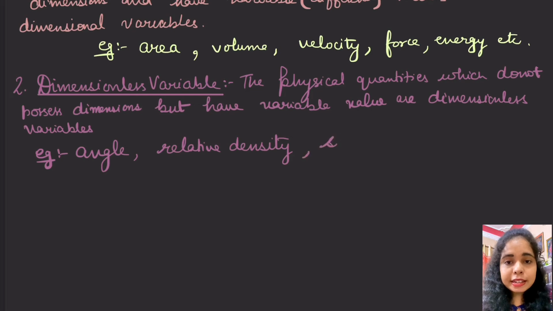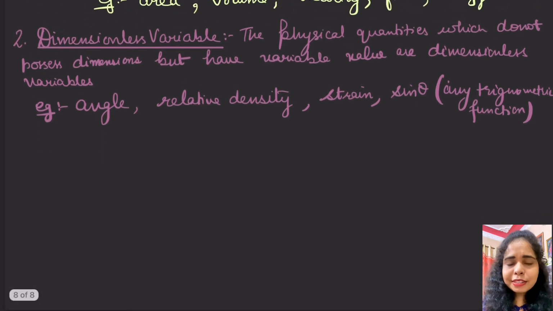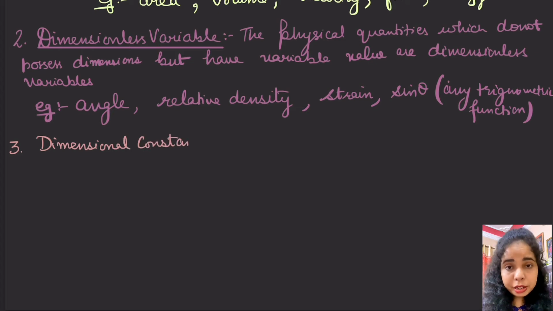Similarly, relative density, that is, density of substance upon density of water at 4 degrees Celsius, again two similar quantities, so it is a dimensionless variable. The third dimensionless variable is strain, change in length upon original length. Then every trigonometric function is a dimensionless variable. For example, sine theta. If angle theta is equal to 0 degrees, sine 0 is 0. If angle is equal to 30 degrees, sine 30 is equal to 1 by 2. So the value of sine theta is changing. That means it is variable, but it does not have any dimension.